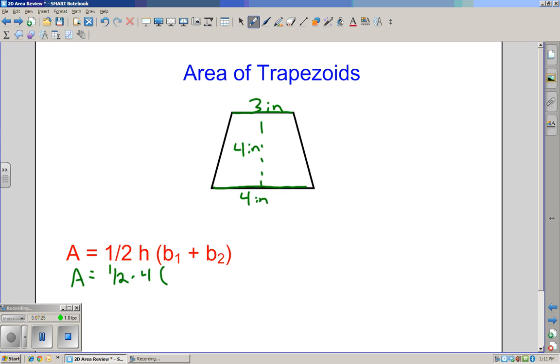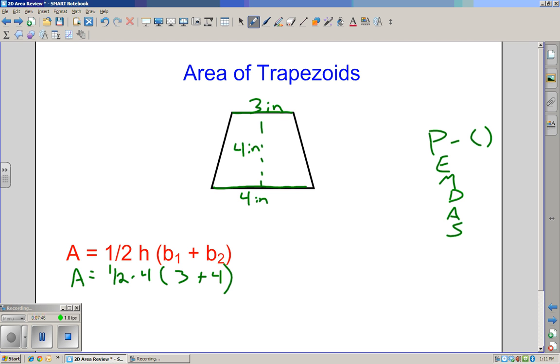So it really doesn't matter which order you put them in. So let's say my first base is 3, and my second base is 4. Now, if you remember your PEMDAS, you will notice that we have to do my parentheses first when solving this.